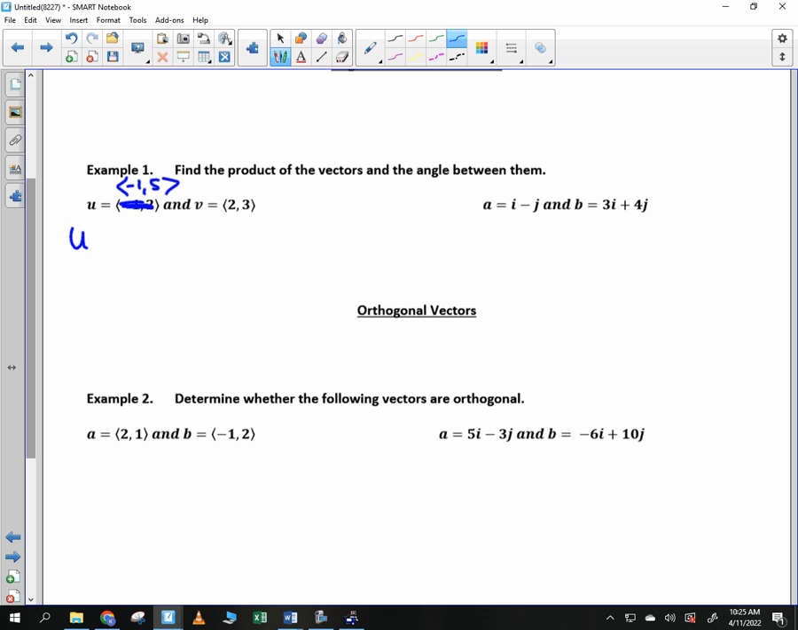So u times v, I just do what times what? Negative 1 times 2 plus 3 times 5. Good. And so you get negative 2 plus 15 is 13. So the dot product is 13.